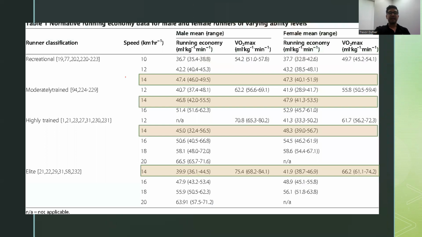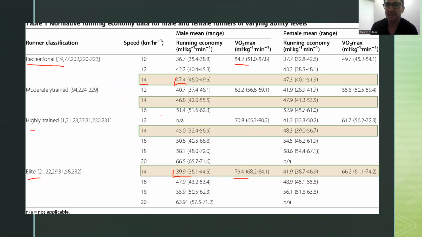Looking at this again, we can see that in a recreationally trained individual versus a highly trained or elite individual, the elite individual is only using about 40 milliliters per kilogram per minute at the same speed as a recreational athlete using 47.4. So not only does the elite endurance athlete have a higher VO2 max than the recreationally trained person in general, but at any given pace, they are utilizing less oxygen to do the same thing.